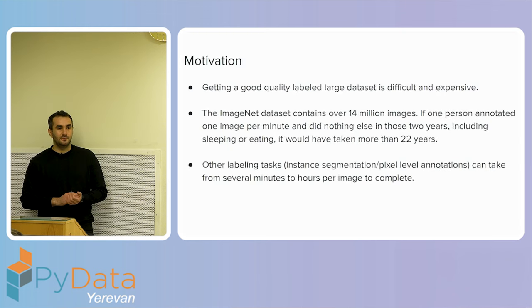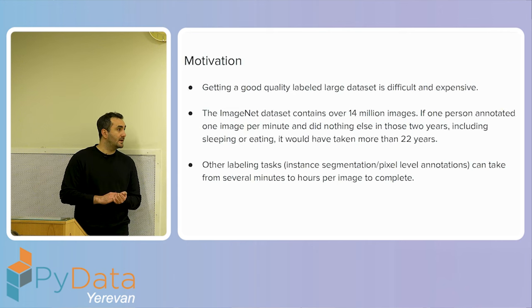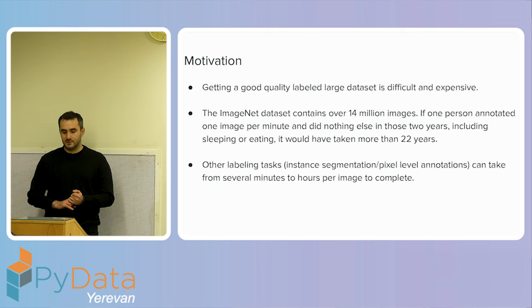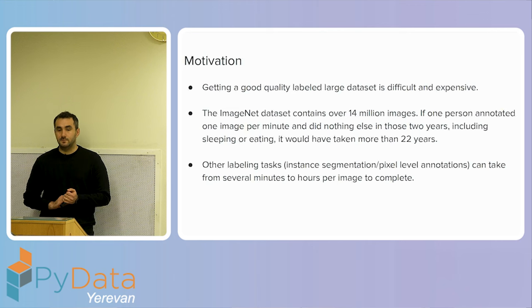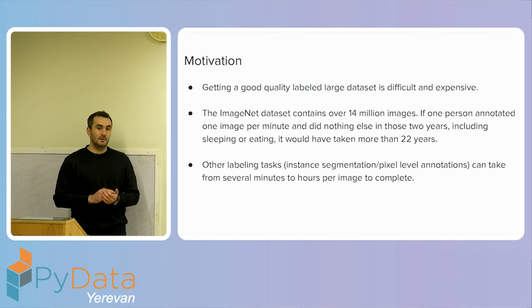So let's try to motivate the problem, and let's do it by saying that data is expensive, and if you want to label a large data set, it can be very expensive. Either it will take a lot of time or a lot of money. For example, the famous ImageNet data set contains around 14 million images, and if you ask one person to label the data set, and let's say labeling each image takes 1 minute, this will take around 22 years.